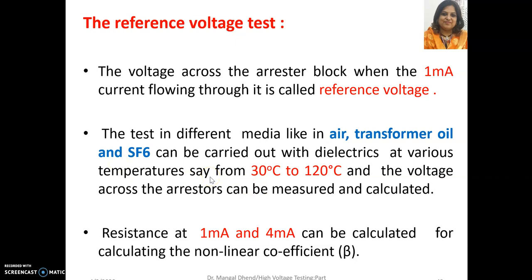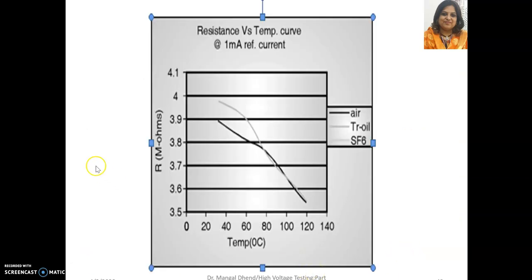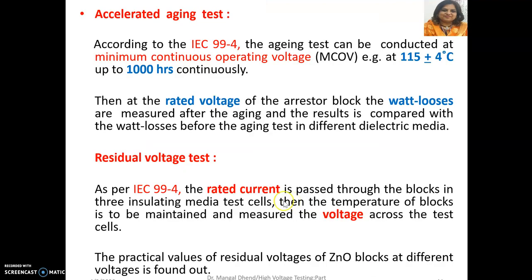30 to 120 degrees Celsius is considered, and the voltage across the arrestor is measured and calculated. Now the resistance at 1 milliampere and 4 milliampere is also calculated if you are interested in calculating the coefficient beta. So this is the characteristic. You can see resistance is plotted against temperature. When temperature is increased, the resistance of the arrestor goes on decreasing because it is an insulator, and for different materials you will get different characteristics. And at 1 milliampere you can find out the reference voltage from these characteristics.